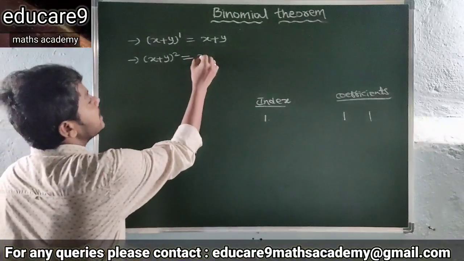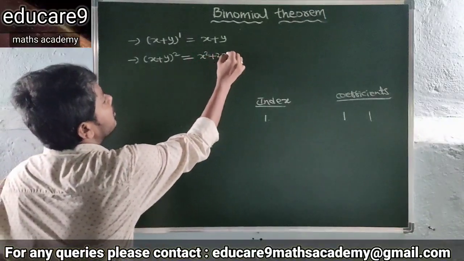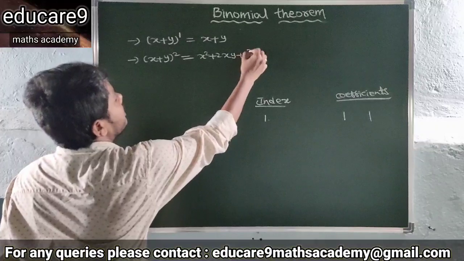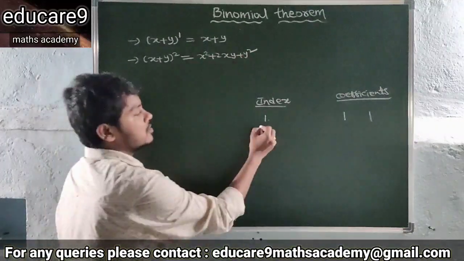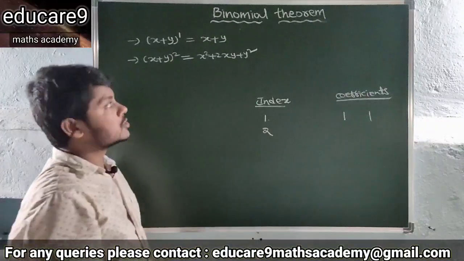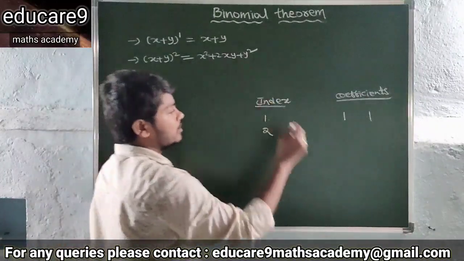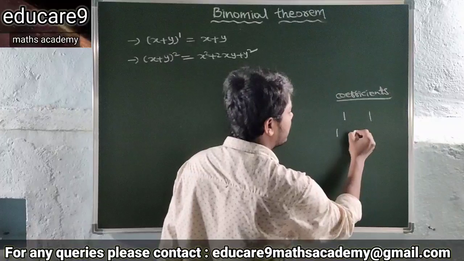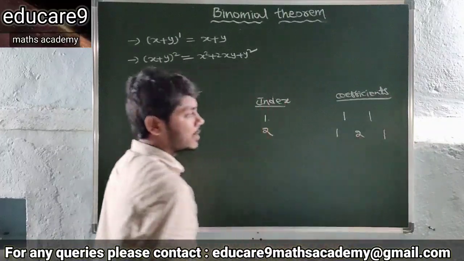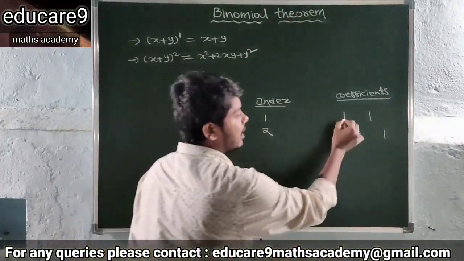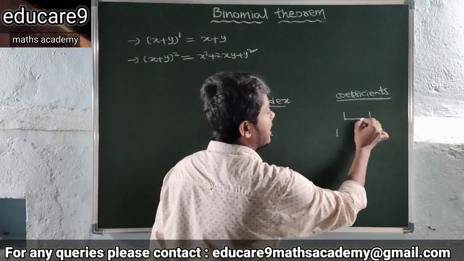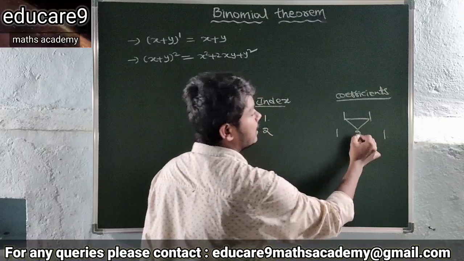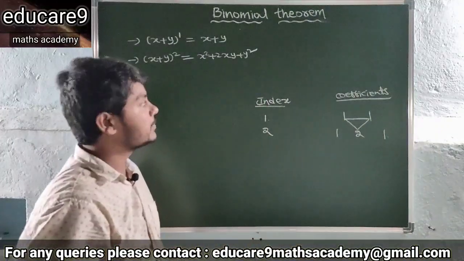x square plus 2xy plus y square. What are the coefficients here? 1, 2, 1. So the index is 2 and the coefficients are 1, 2, 1. Now add these two, and you will get 2.